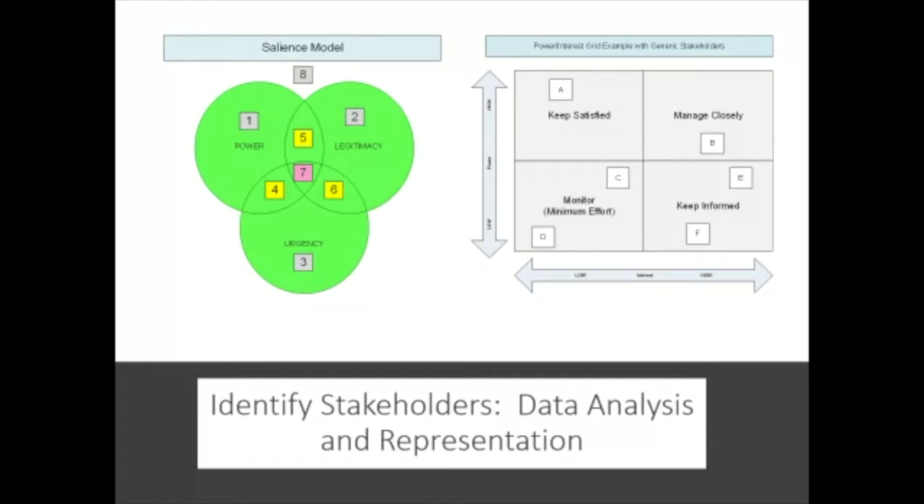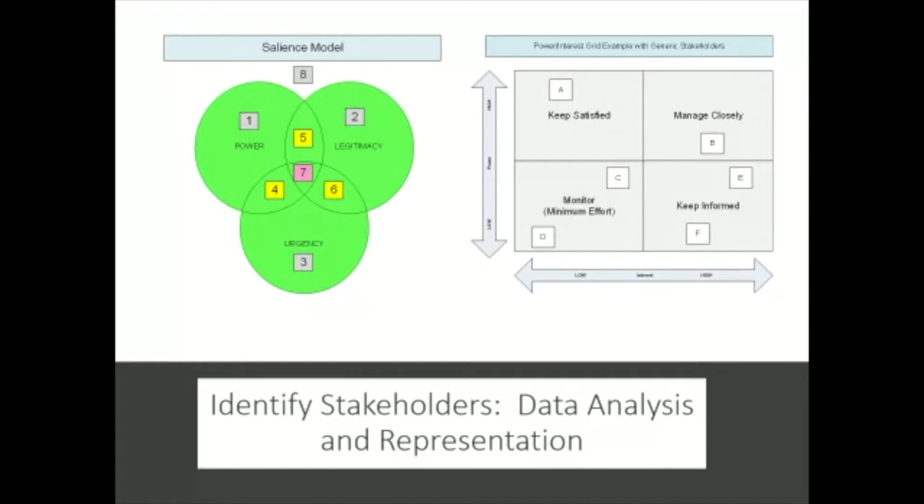And then the third area of the salience model is urgency. Now, urgency is how excited are they about this particular project? How much are they pushing this project? And you'll notice I have 8 numbers. So what is number 8? Number 8 means that you have an individual who has no power, is not really legitimate, and has no urgency. So while PMI doesn't provide any real guidance on this, this would probably be the individual that you least worry about.